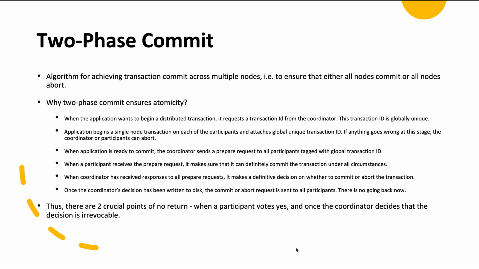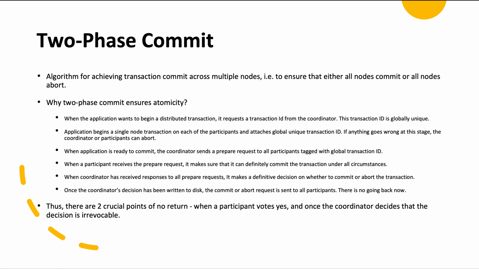Then when the application is ready to commit, the coordinator sends a prepare request to all the participants tagged with a global transaction ID. When a participant receives the prepare request, it makes sure that it can definitely commit the transaction under all circumstances. And if the participant replies yes, that it can commit the transaction, then the coordinator, after receiving all the prepare request responses, makes a definitive decision on whether it has to commit or abort the transaction.